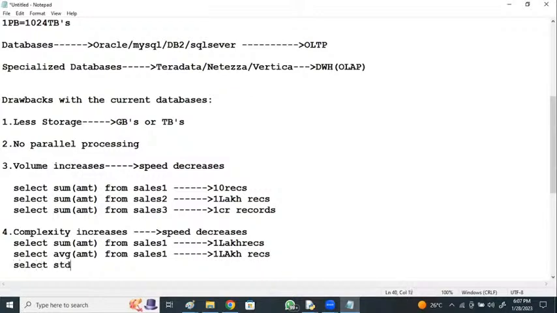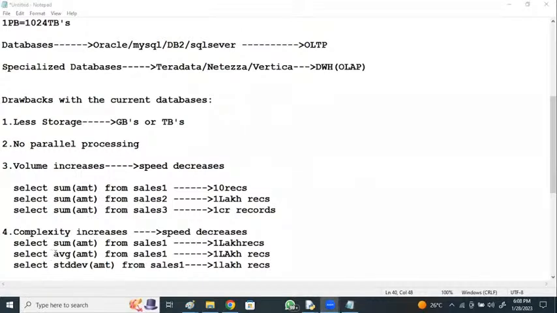Select standard deviation of amount from sales one. All of these have 1 lakh records, the same sales one table. Which query executes faster among these three: sum of amount, average amount, or standard deviation of amount from sales one? The first query again.